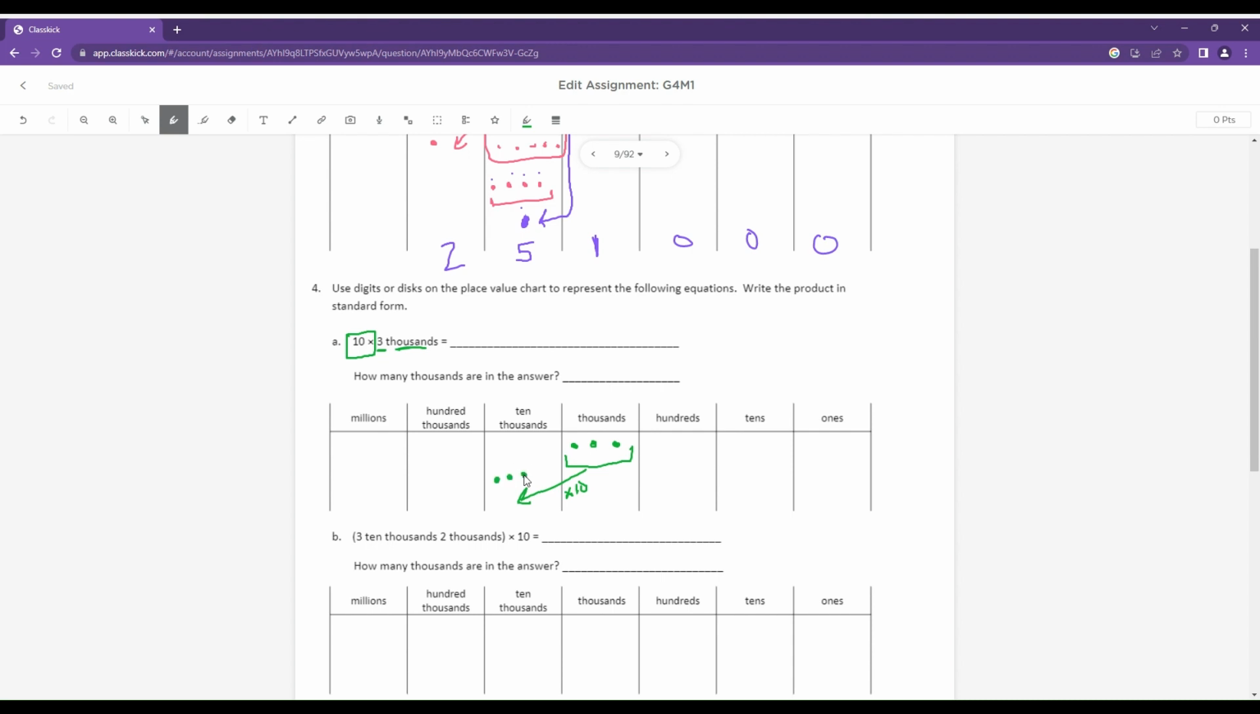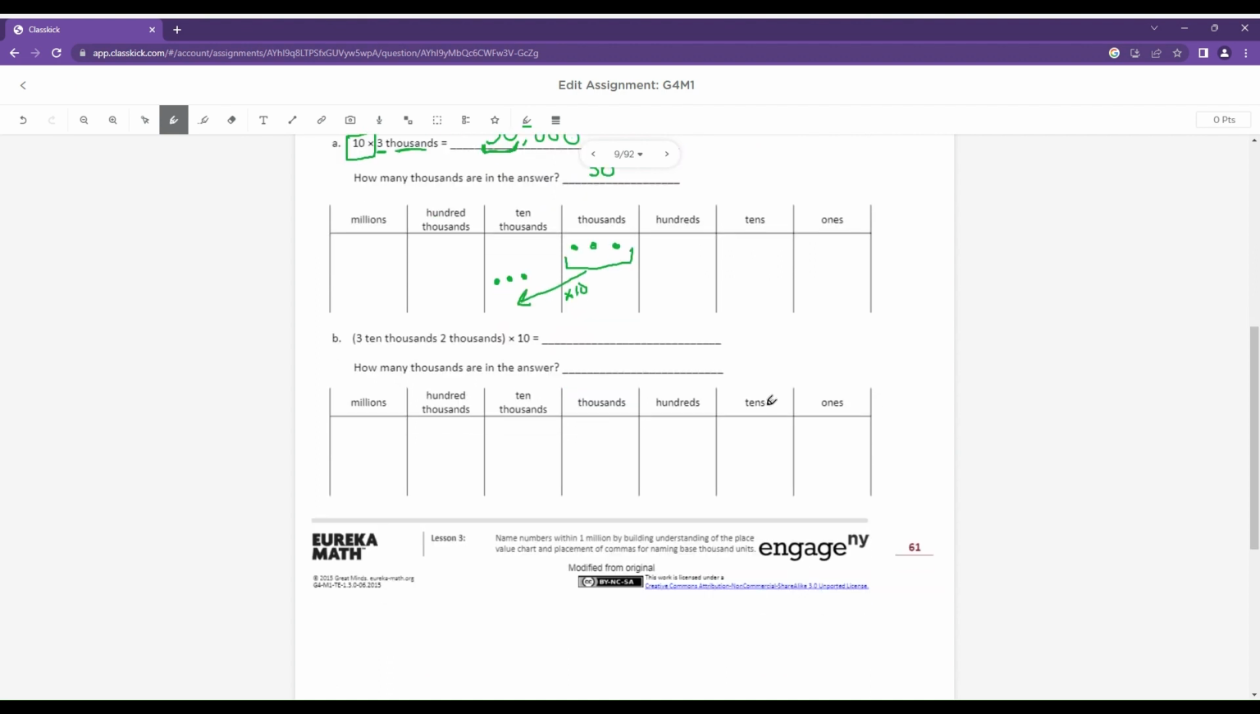to make 30,000. And how many thousands are in the answer? Well, it's right here in this period. How many thousands are in the answer? There's 30 thousands in 30,000s. This one says 3 10,000s, 2,000s times 10.